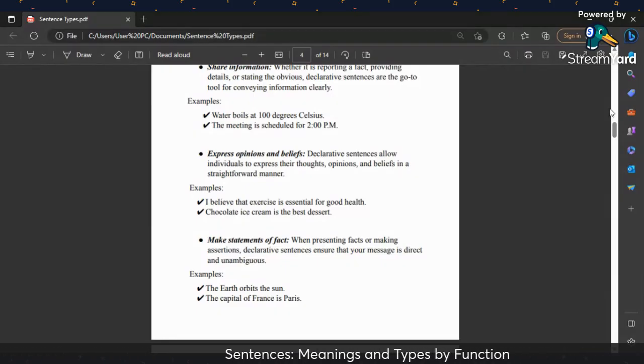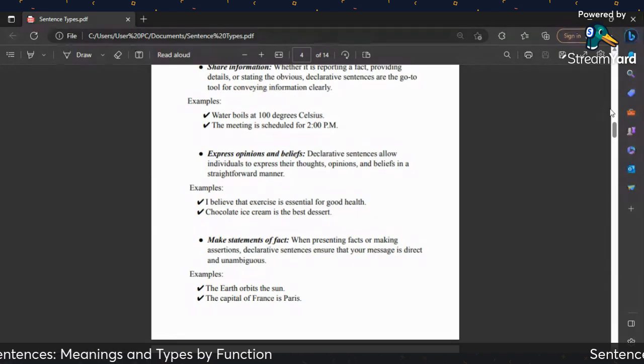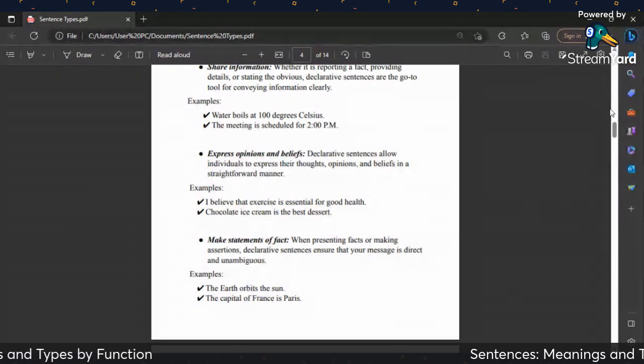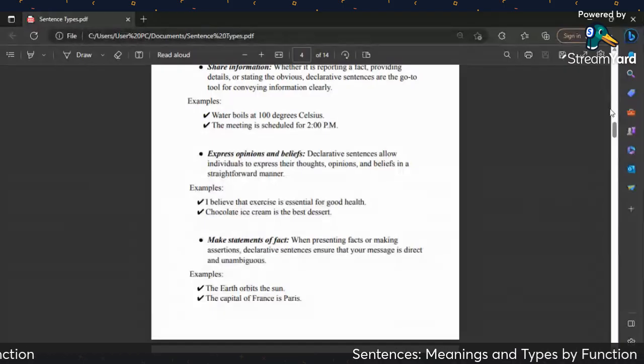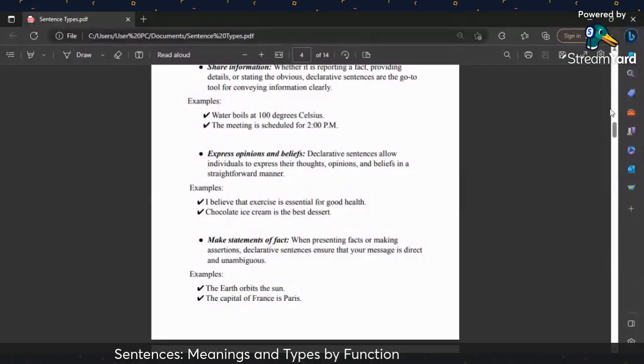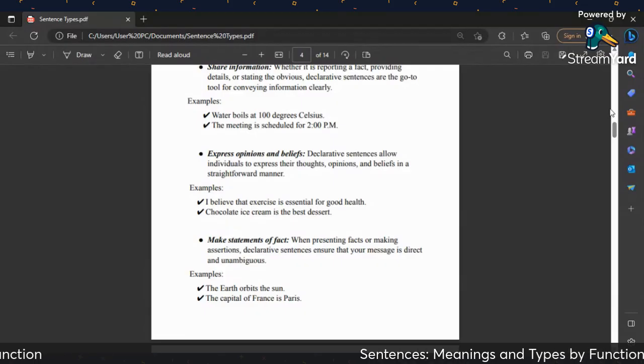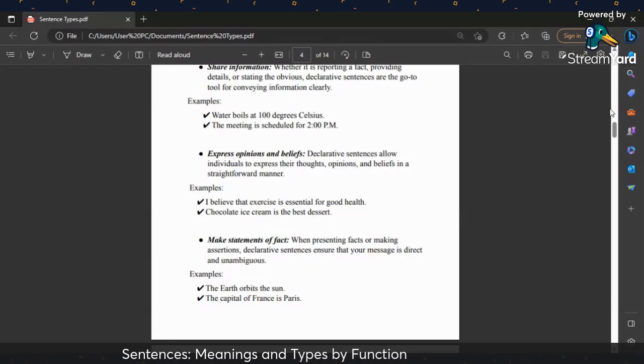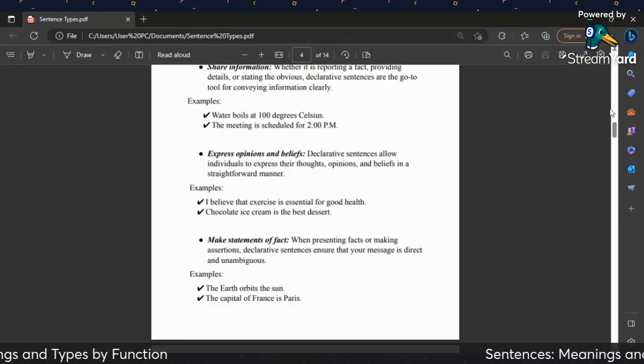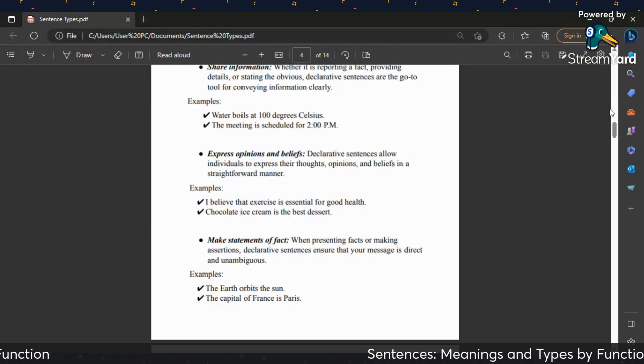The second function or use of declarative sentences is that it helps us to express our opinions and beliefs. Declarative sentences allow individuals to express their thoughts, their opinions and beliefs in a straightforward manner. I believe that exercise is essential for good health. Chocolate ice cream is the best dessert. I'll go over that again. I believe that exercise is essential for good health, and chocolate ice cream is the best dessert.